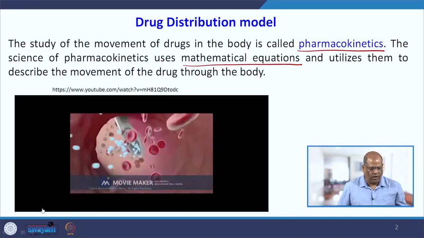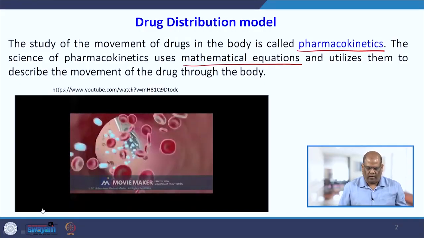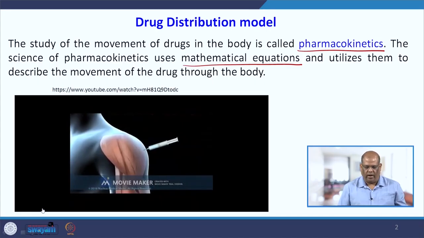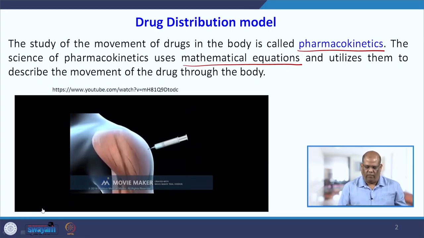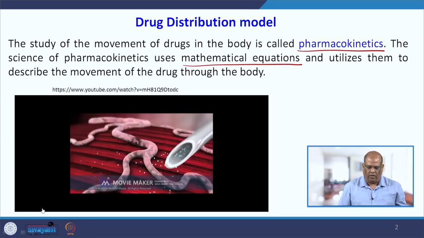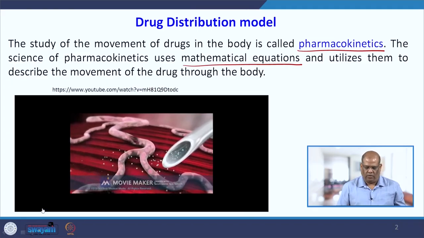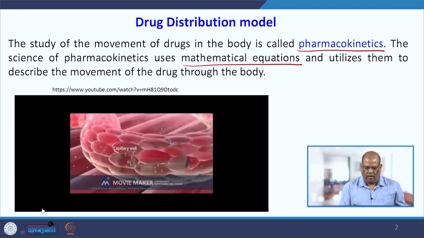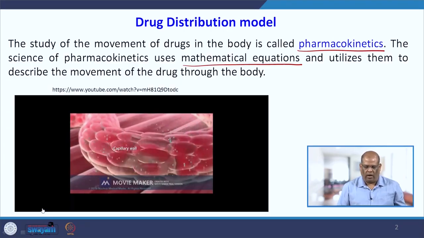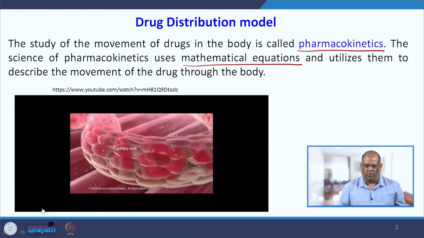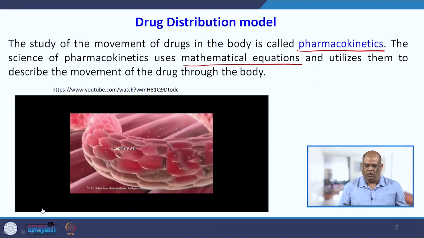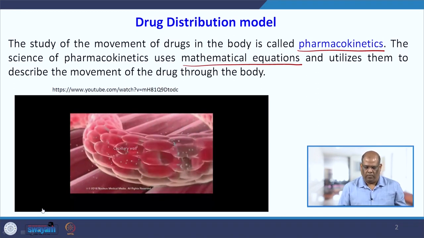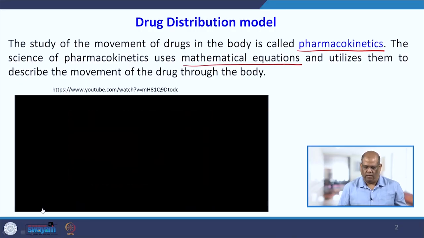And if it is given through the veins, then it directly enters the bloodstream. And if it is, say, muscular, then the drugs pass through the muscles, and ultimately pass through the capillary walls and go to their targeted area where they are supposed to work. So this is how drug distribution works inside the body.